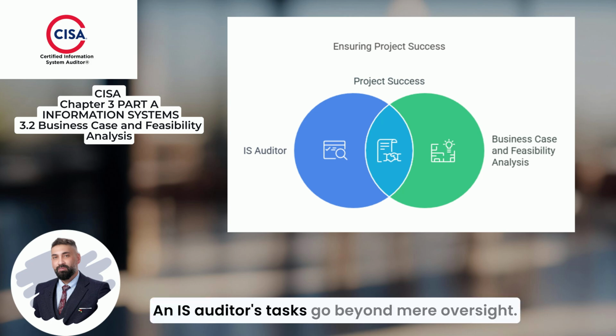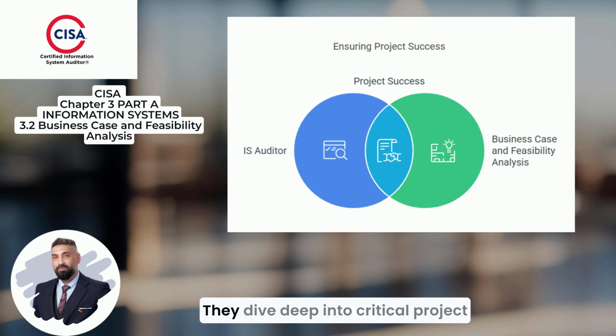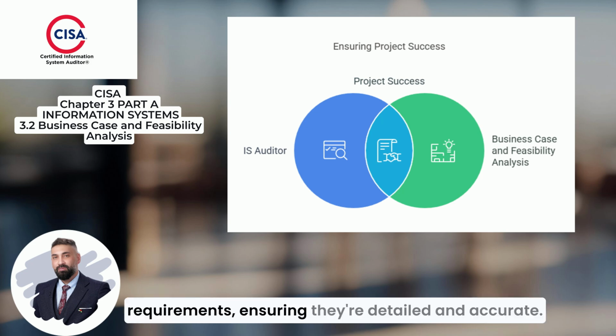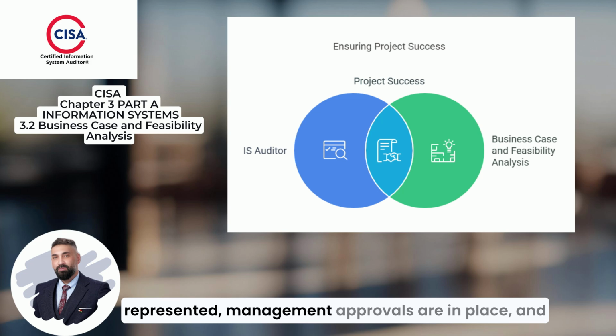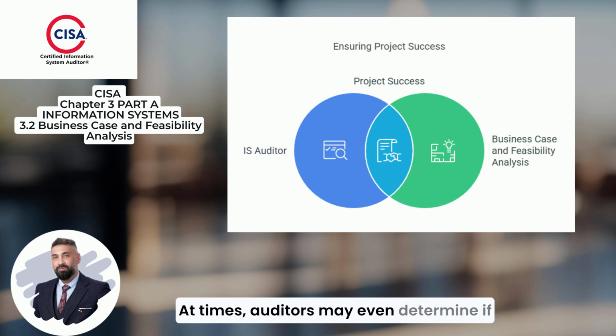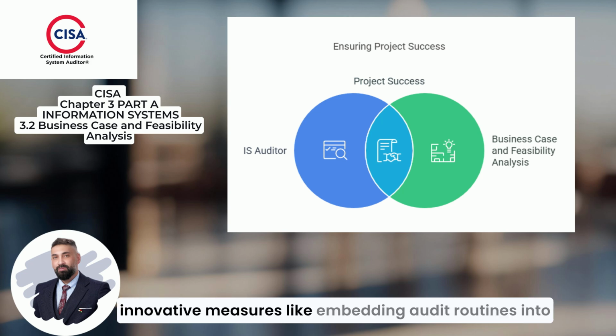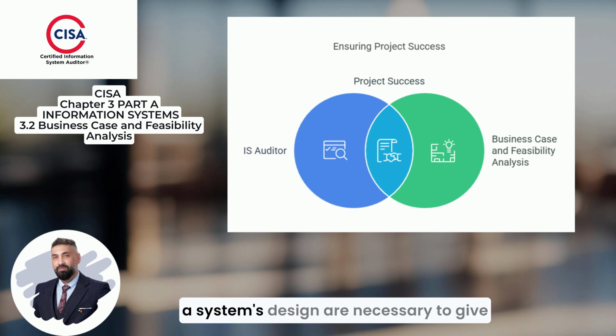An IS auditor's tasks go beyond mere oversight. They dive deep into critical project requirements, ensuring they're detailed and accurate. For instance, they might interview key departments to verify that the requirements align with actual user needs. They ensure that affected teams are properly represented, management approvals are in place, and that project documentation is robust and reliable. At times, auditors may even determine if innovative measures, like embedding audit routines into a system's design, are necessary to give additional oversight during operations later.